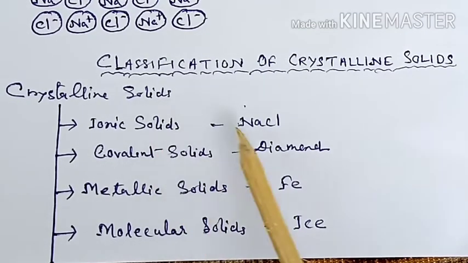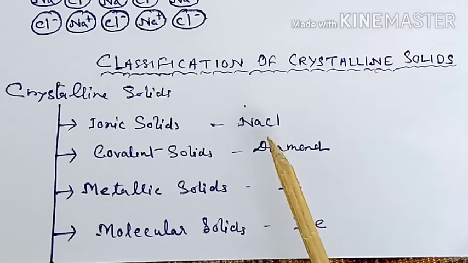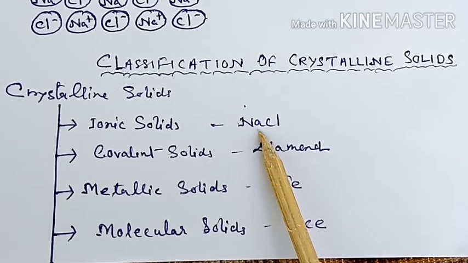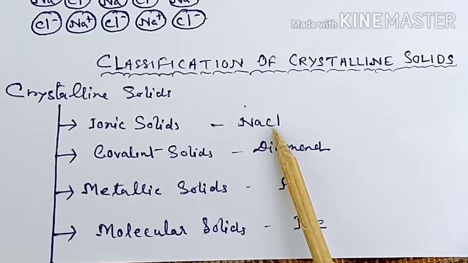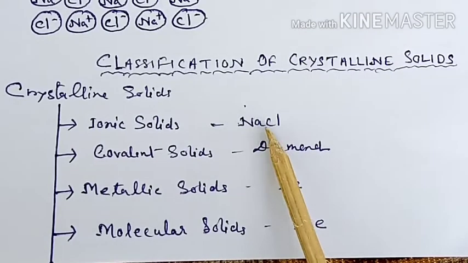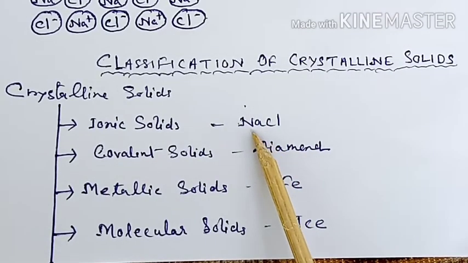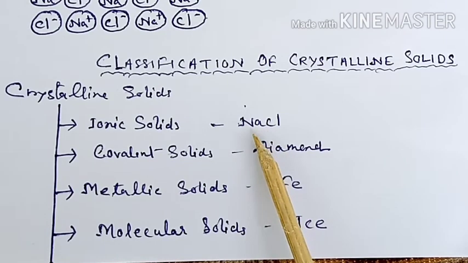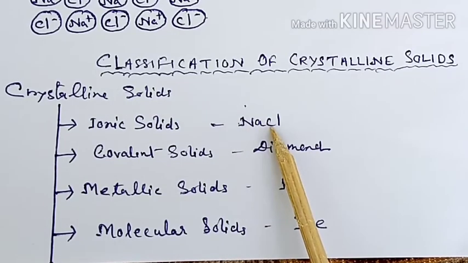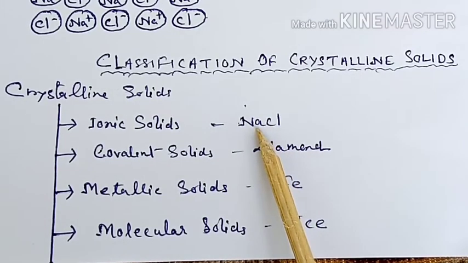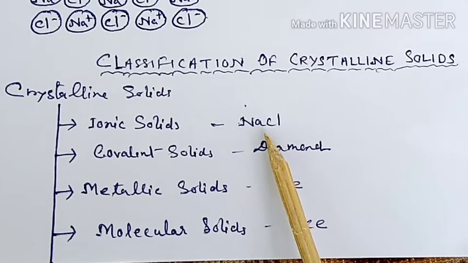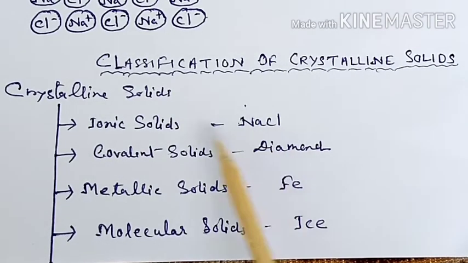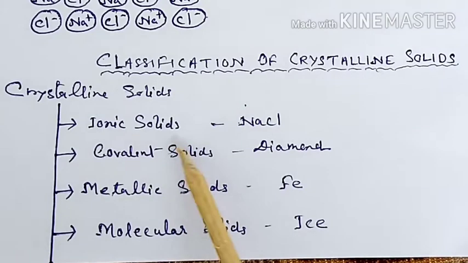The example of ionic solid is sodium chloride. Sodium chloride is made of sodium ion and chloride ion. Here the constituent particles are the ions, and the interactive forces present between the ions are nothing but the ionic forces. Hence, the solids where interactive forces are the ionic forces are called ionic solids.